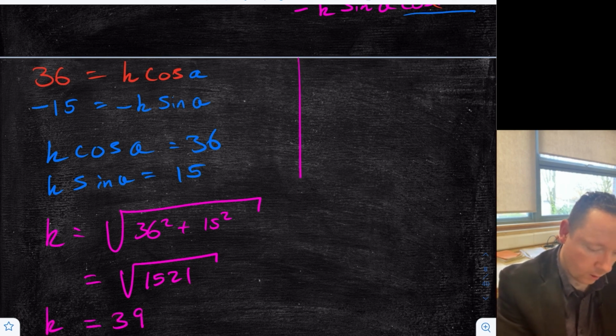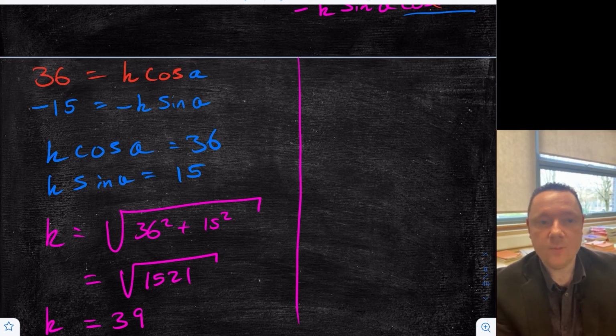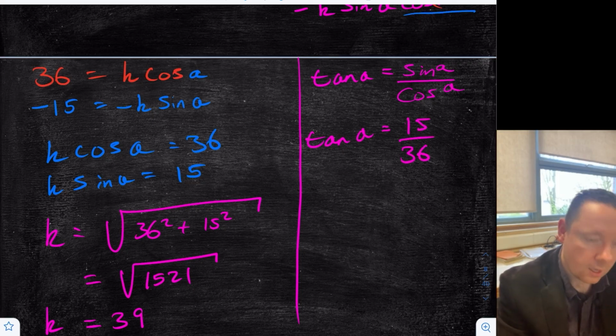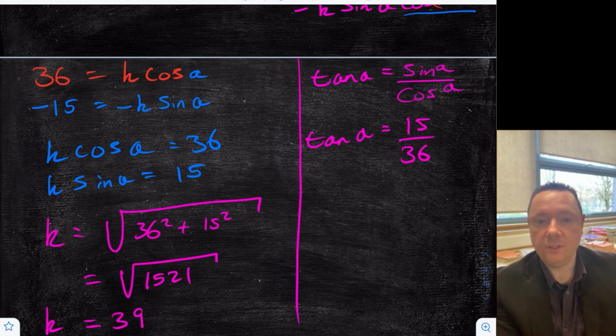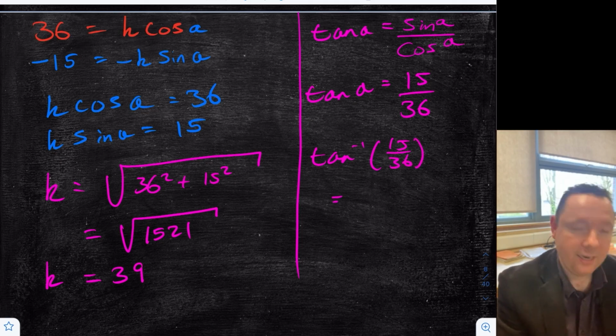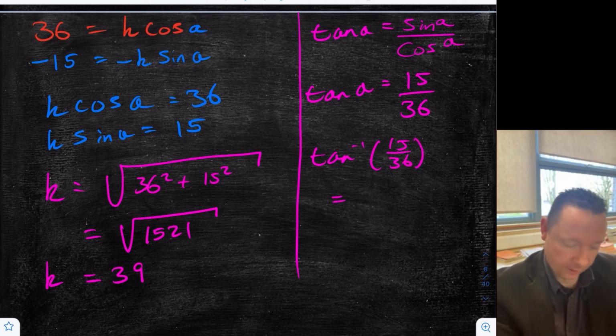And also we can work out our a because sine divided by cos is tan. So since tan a is sine a over cos a, I can write tan a is equal to 15 over 36. So I can find the inverse tan of 15 over 36. Inverse tan of 15 over 36, making sure my calculator is in radians, is 0.395.